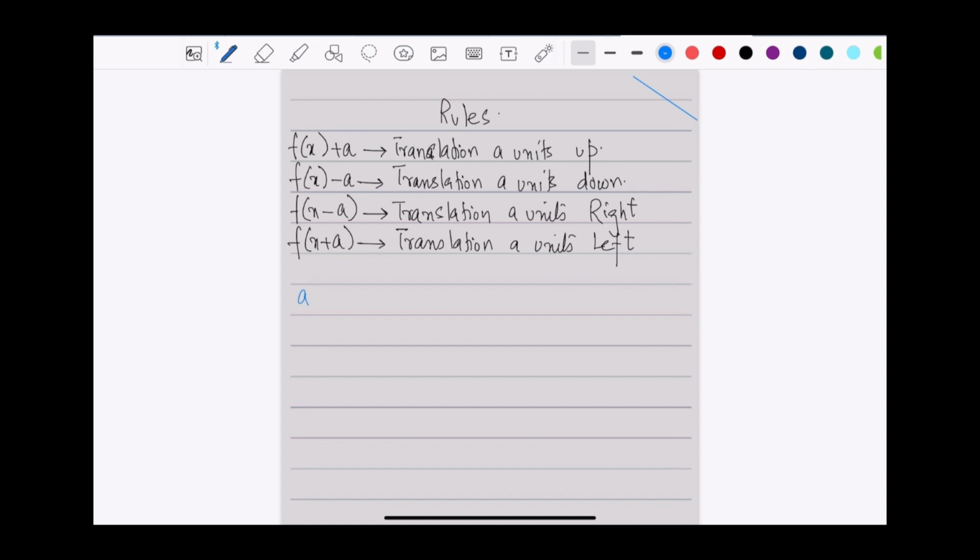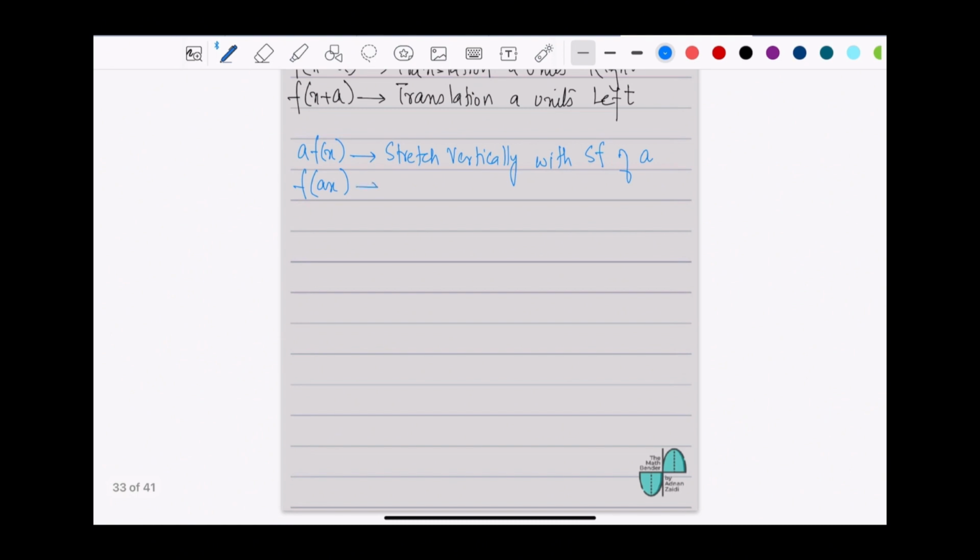So if I say a times f of x, it is a stretch vertically with scale factor of a. If I say f of ax, this means a stretch horizontally with scale factor of 1 over a.